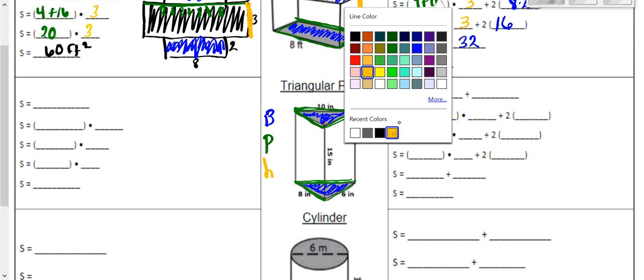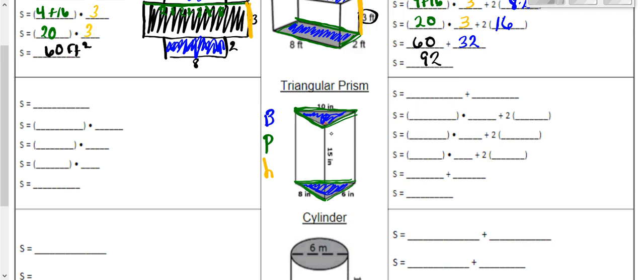And then the height of my prism. So the height is represented by that piece that connects my two bases together. So 15. All right, so again, I'm going to draw our net.